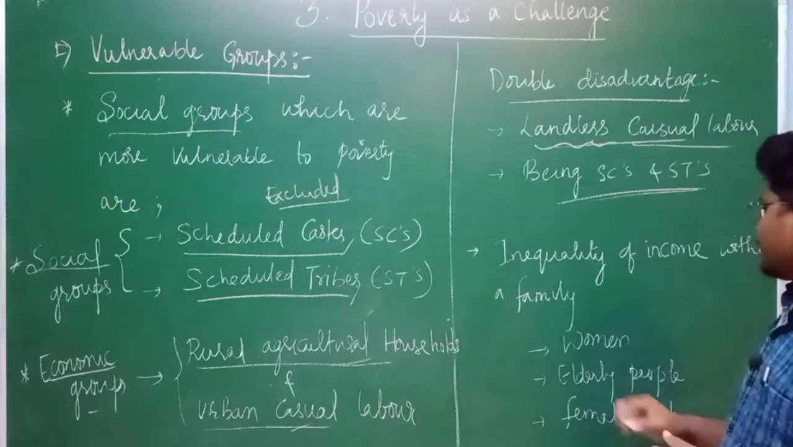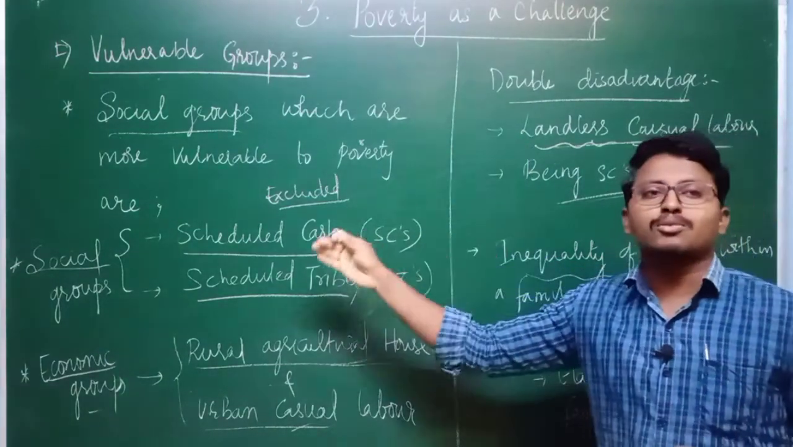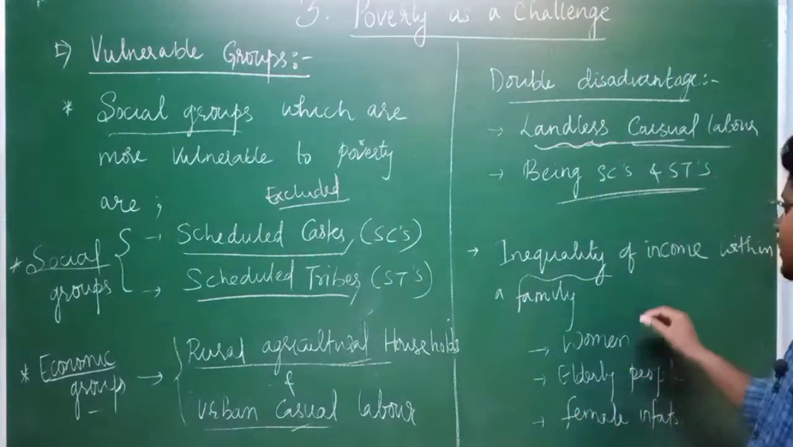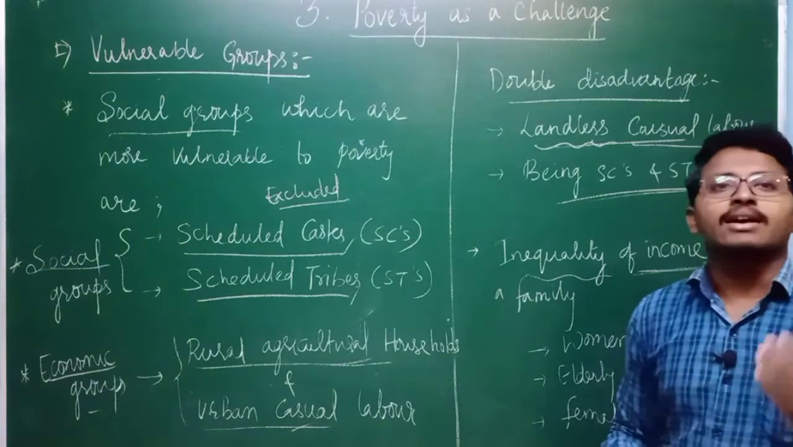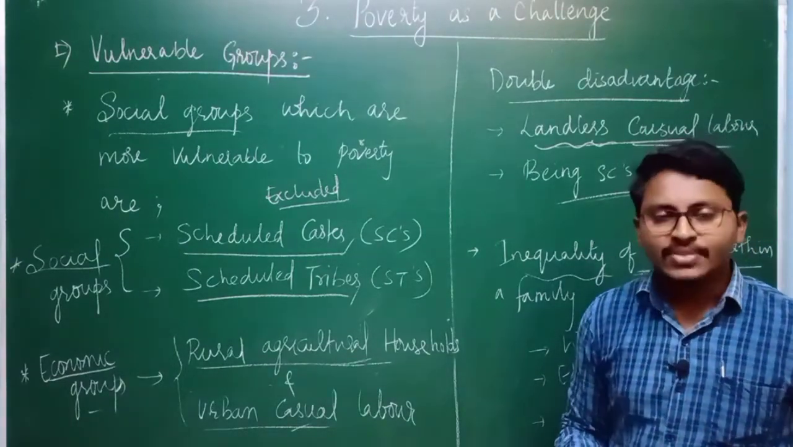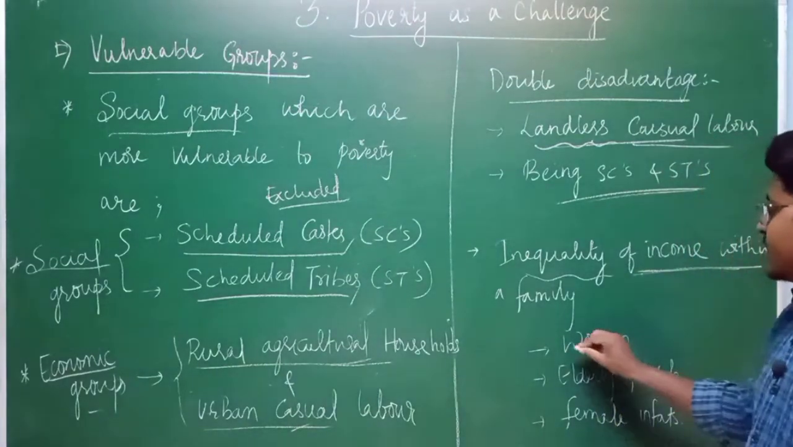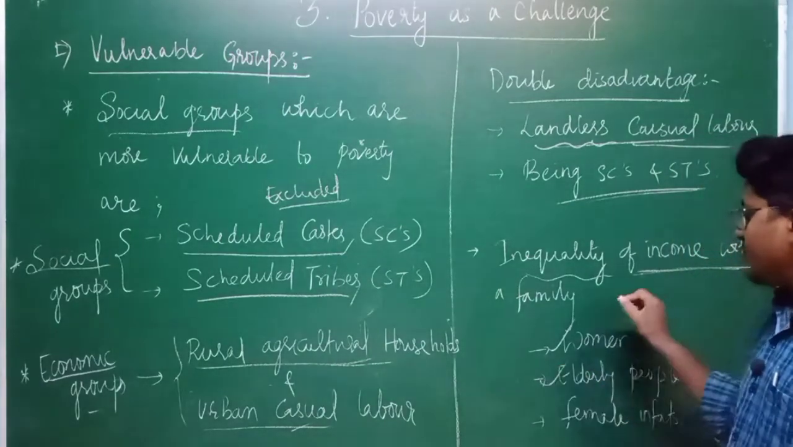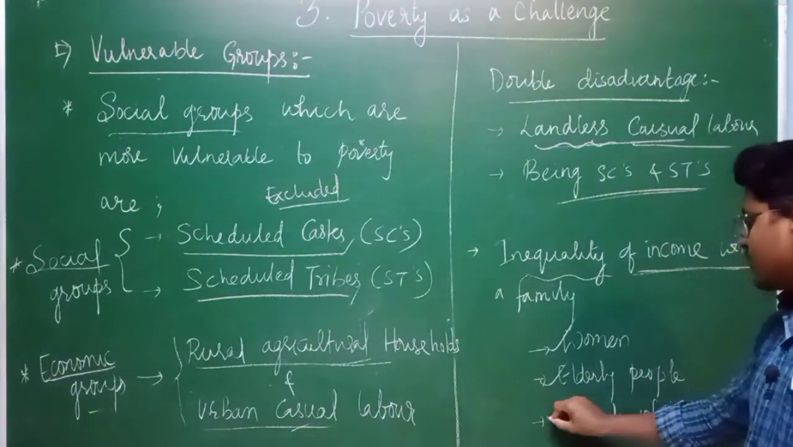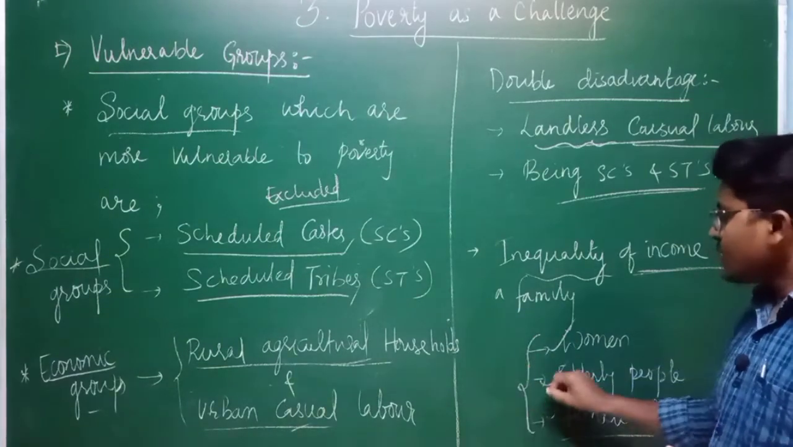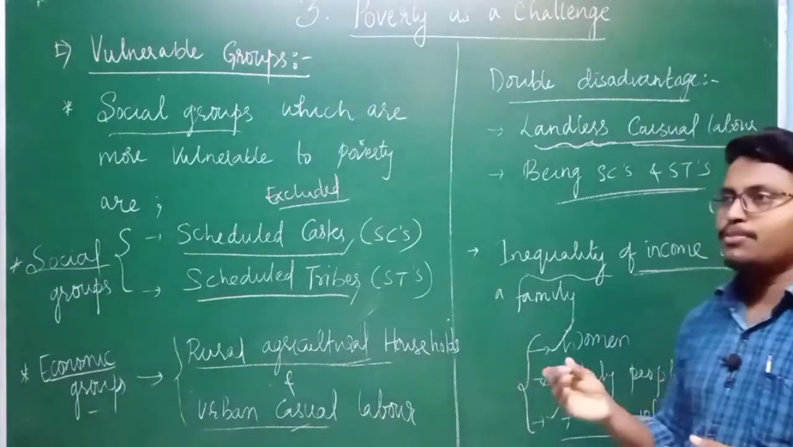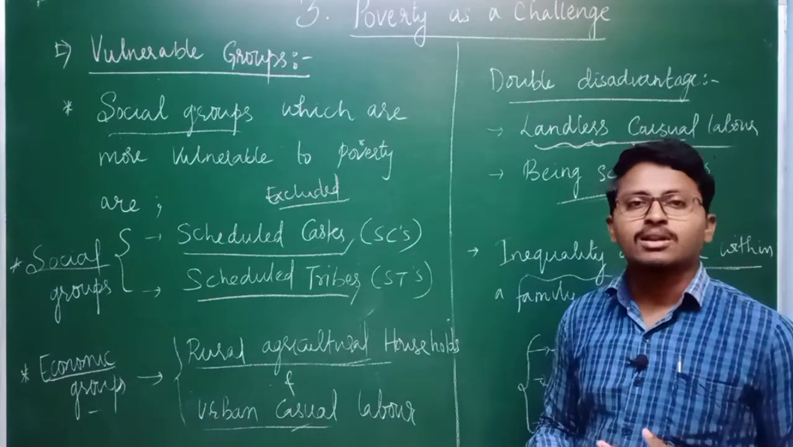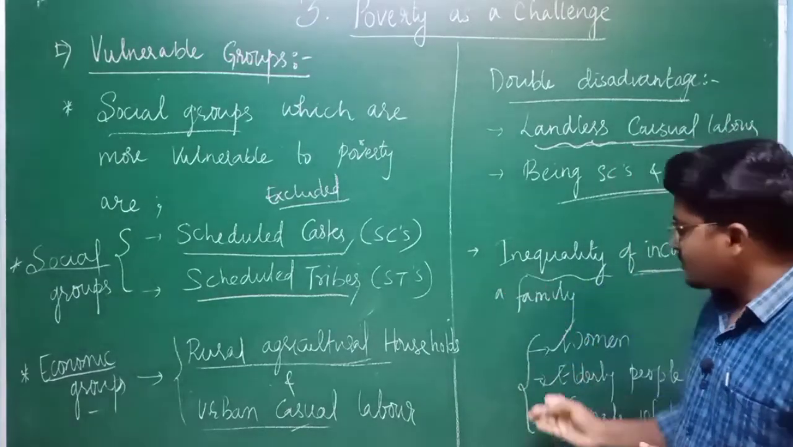And apart from these social groups and economic groups, sometimes within the family also this inequality exists. How it exists is that some family members do not get equal access to the resources, or you can say income, or you can take food. For example, within the family women might not get equal access to the resources, then the elderly people, and you can also take female infants. So such groups as women, elderly people, and female infants face some kind of inequality within the family, or they do not get equal access to the resources.